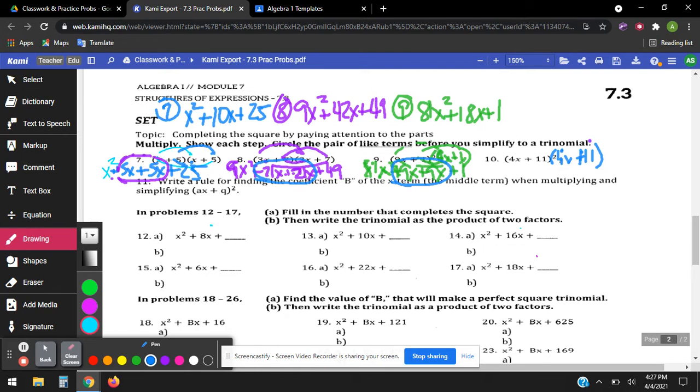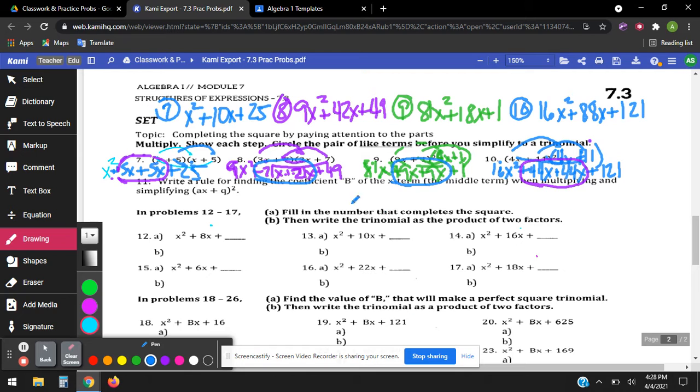All right, and for number 10, again, I'm going to write this off to the side, plus 11, so we can see it a little bit easier. Okay, so 4 times 4 is 16x squared. 4 times 11 is 44x. 4 times 11 is 44x. 11 times 11 is 121. So combining my like terms, my two 44x's, which means for number 10 here, I'm going to have 16x squared plus 88x plus 121.